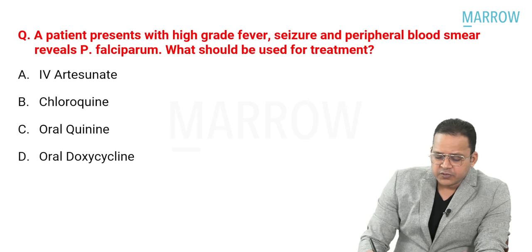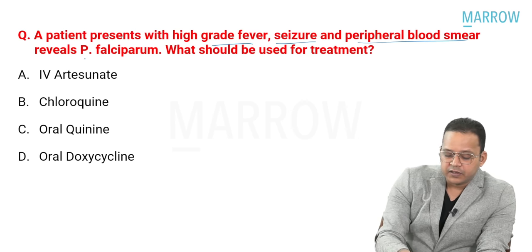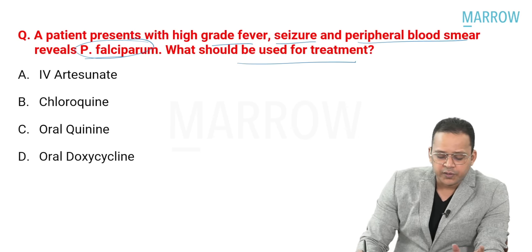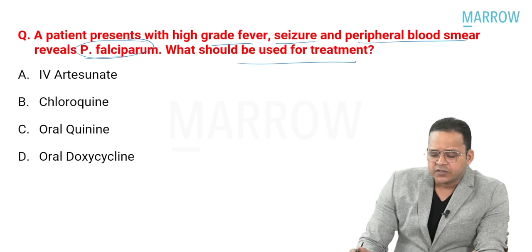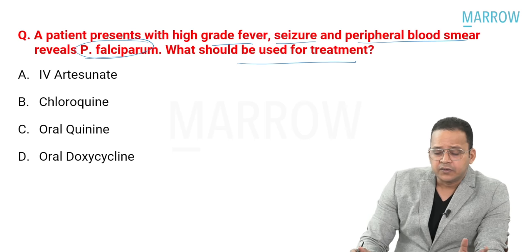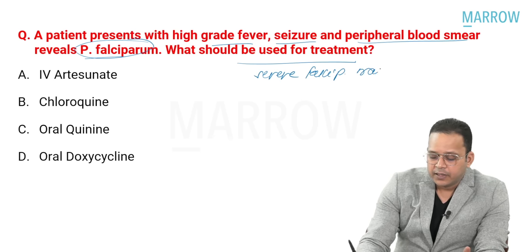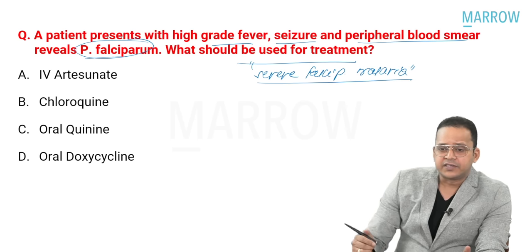A patient presents with high grade fever, seizure, peripheral blood smear reveals Plasmodium falciparum. What should be used for treatment? IV artesunate, chloroquine, oral quinine, oral doxycycline. Easy one, easy peasy. What is the diagnosis? First of all, fever, seizure, falciparum. That means it is a case of severe falciparum malaria involving the brain, that is cerebral malaria.